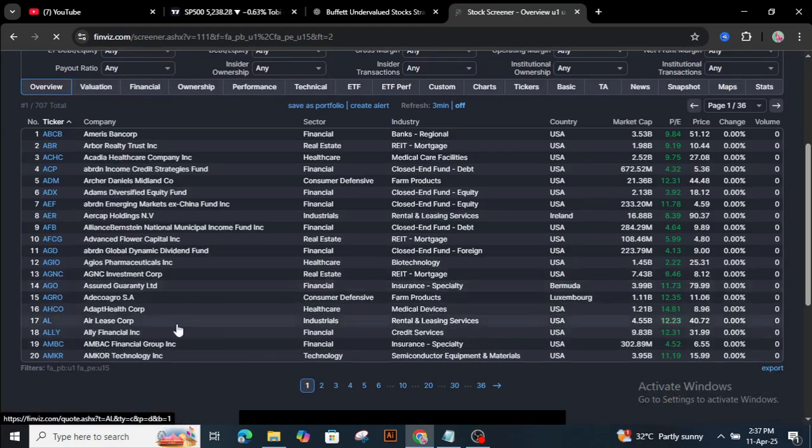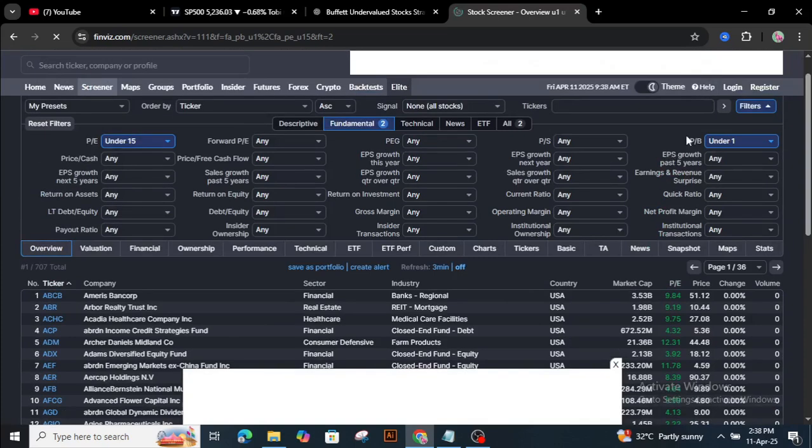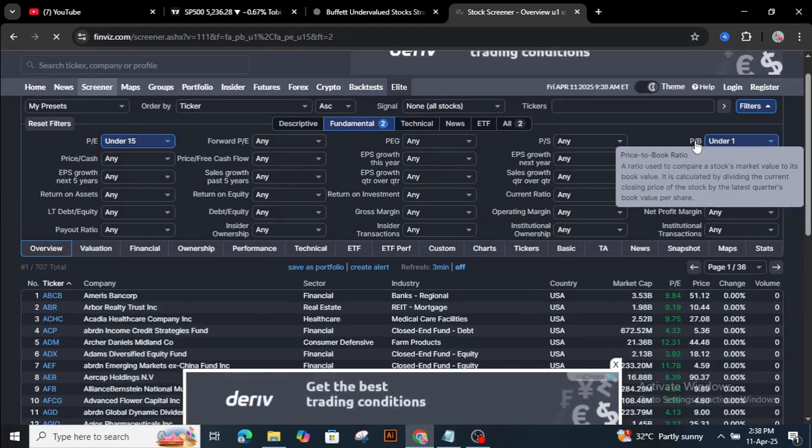If you want to know the meaning of PB, price to book, just hover over it like this and you see the meaning: a ratio used to compare a stock's market value to its book value. It is calculated by dividing the current closing price of the stock by the latest quarter's book value per share.